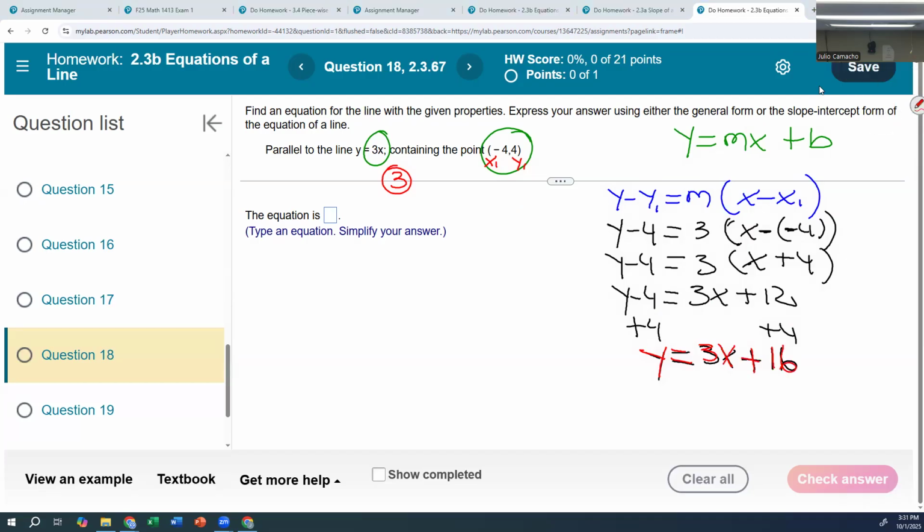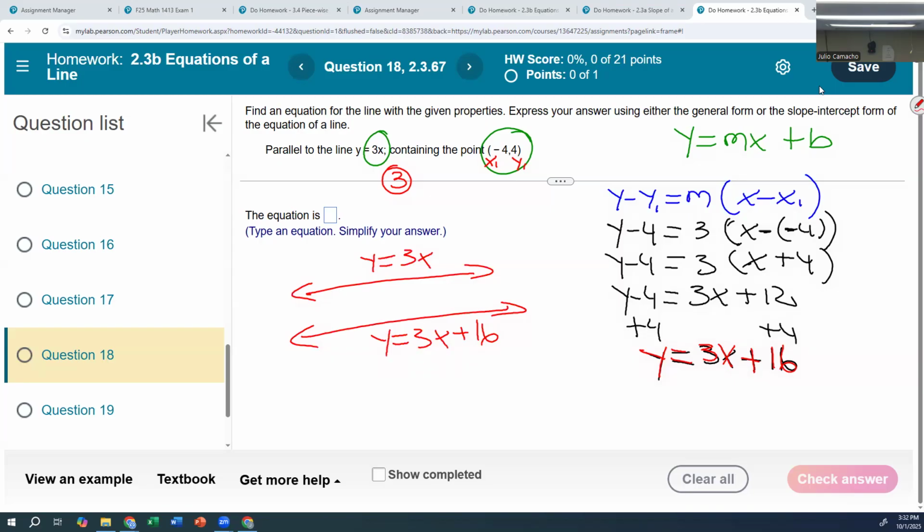When we worked on question 15, we said that parallel lines are going together in the same direction. So if this is y equals 3x, and this line is y equals 3x plus 16, they have the same slope, and because they have the same slope, they are parallel, because both are going in the same direction, with the same steepness.